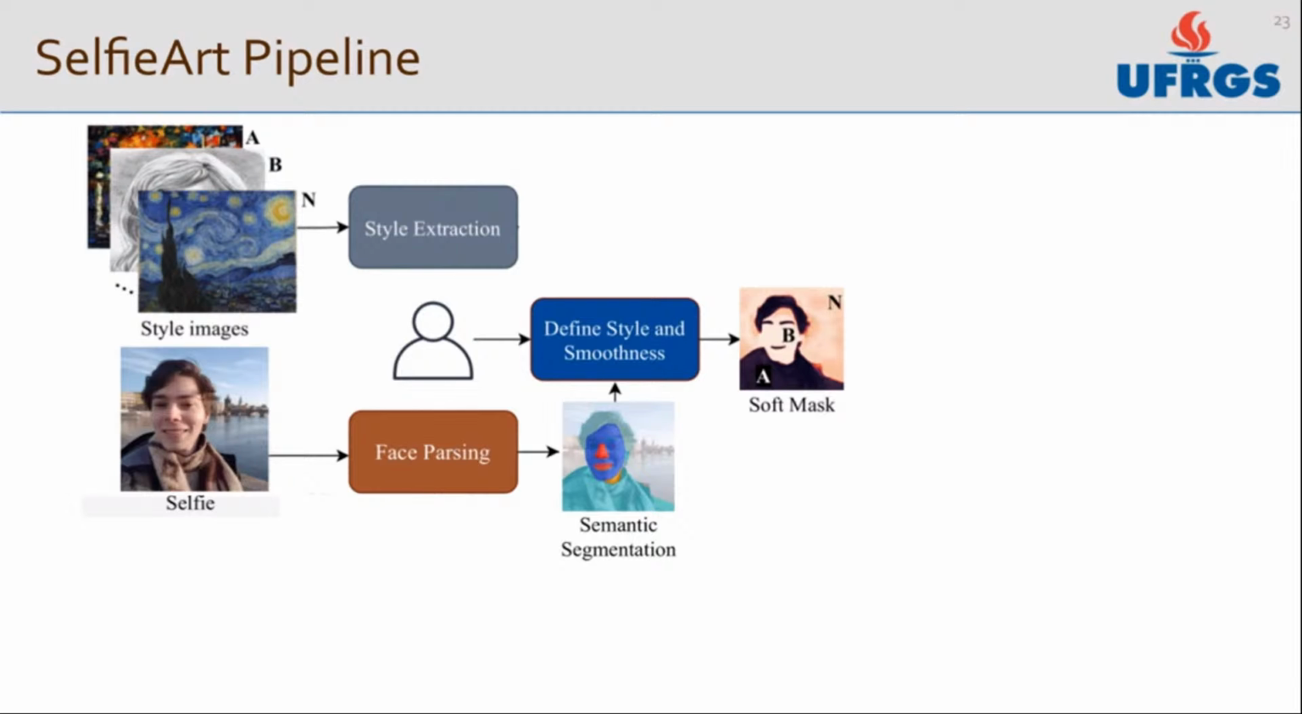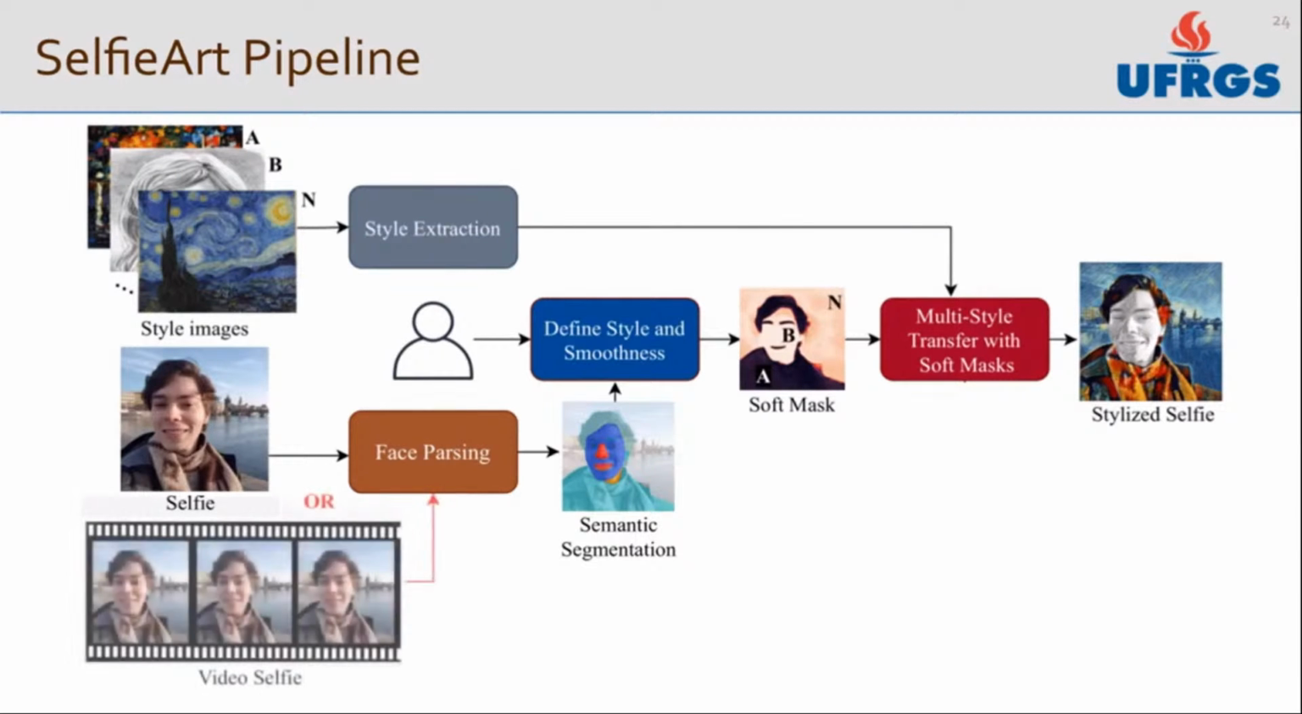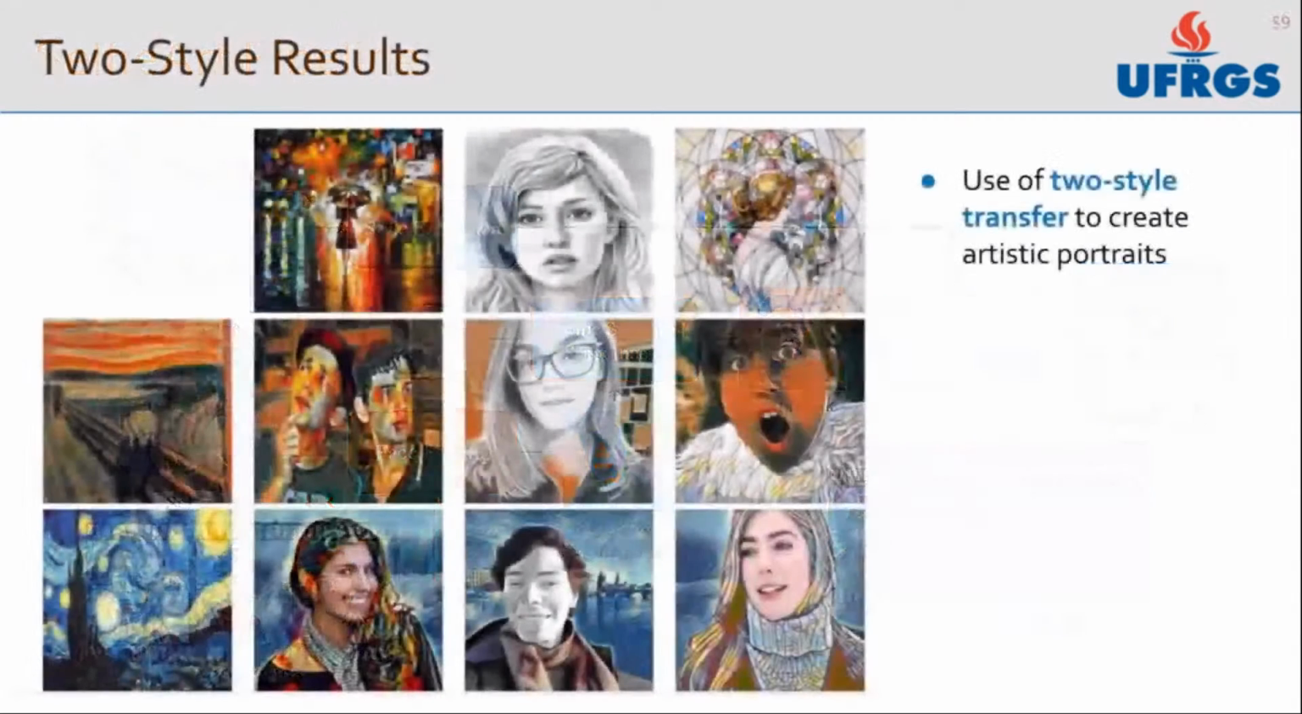The soft masks avoid abrupt transitions between stylized regions, which would be introduced if regular binary masks were used instead. By combining the selfie and the styles using our proposed soft masks, the result is a selfie with multiple styles and soft transitions between stylized regions. The same process applies to the case where the input is a video selfie. Then the style is transferred to each frame individually, and the result is a stylized video selfie.